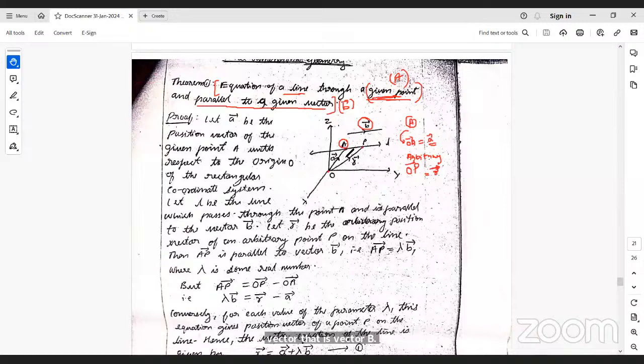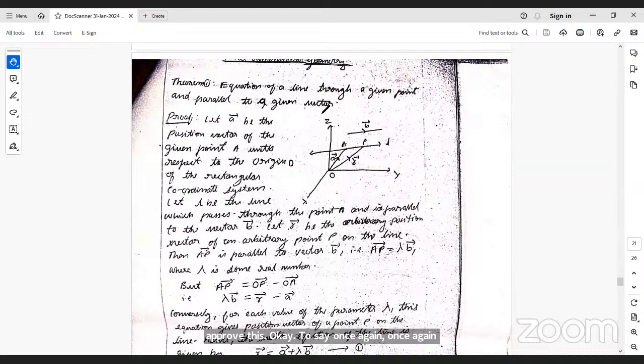Now pay attention: if two lines are parallel, or if two vectors are parallel, then we write one vector as lambda times the other vector. So this condition we are using: vector A is equal to lambda times the vector B. Based on this given information, we can easily prove this.